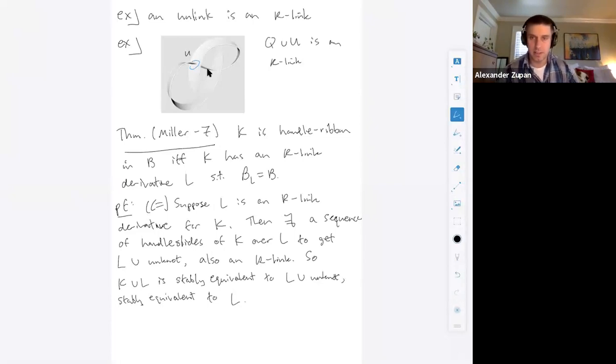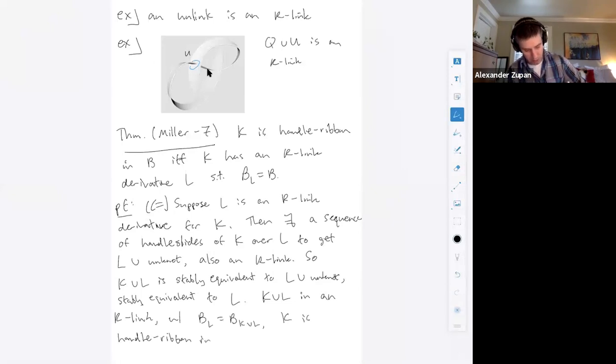And so as these things can be thought of as describing handle decompositions, it follows that K union L is an R-link as well, with B sub L equal to B sub K union L, and then K is handle ribbon in B sub L as the core of a 2-handle in the relative handle decomposition.